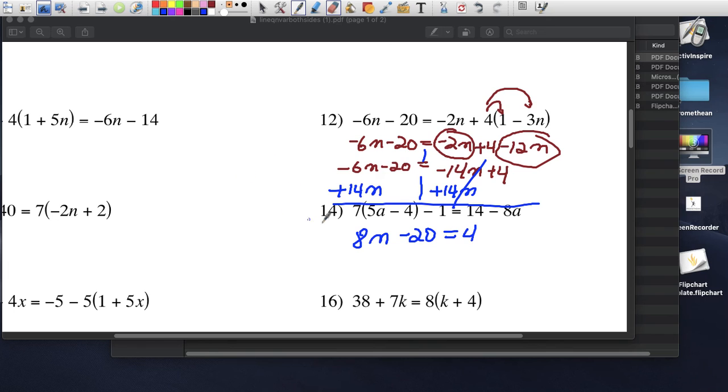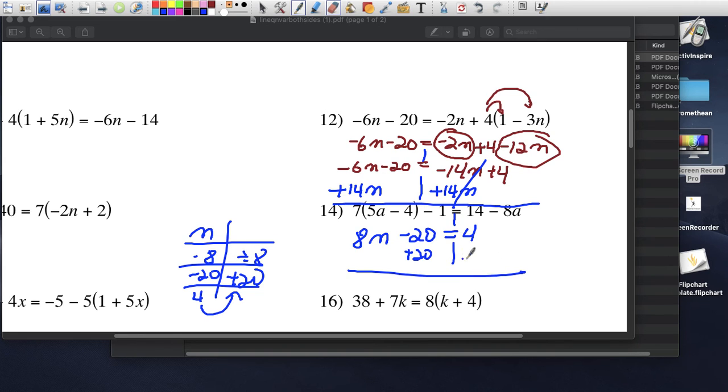Now it's a two-step equation, right? So n is being multiplied by 8 and then subtracted 20 equals 4. Going backwards, we're going to do plus 20 and divide by 8. So let's do that. Plus 20, plus 20. That gives you 24. These two go away.